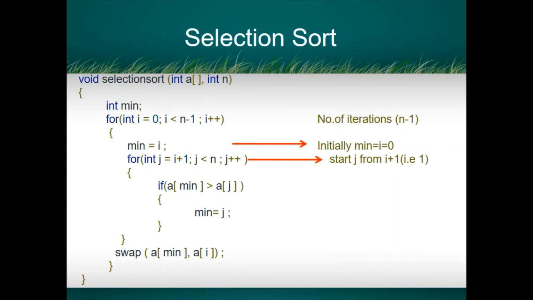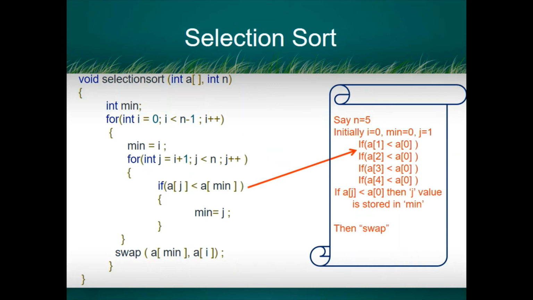Now this code, a of j is less than a of min, is the code to compare the elements. So j is equal to i plus 1. Remember, i equal to 0, j equal to i plus 1. So the j value will be 1. Now a of j is less than a of min. So substitute 1 in the j value. Is a of 1 less than a of 0? If a of 2 is less than a of 0? If a of 3 is less than a of 0? If a of 4 is less than a of 0? In this way, we are comparing a of 1, 2, 3, 4 with a of 0.